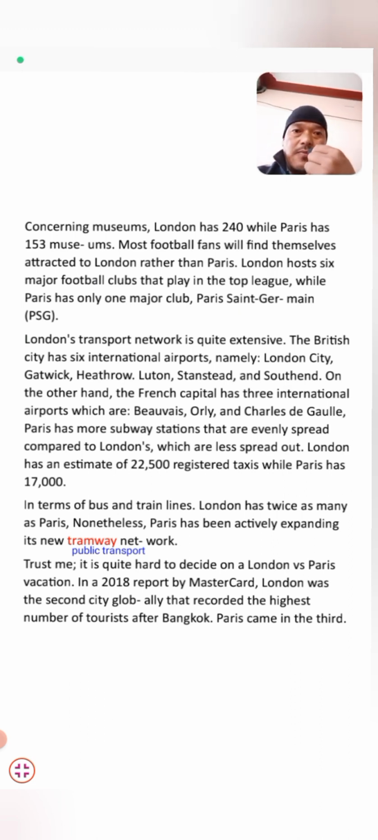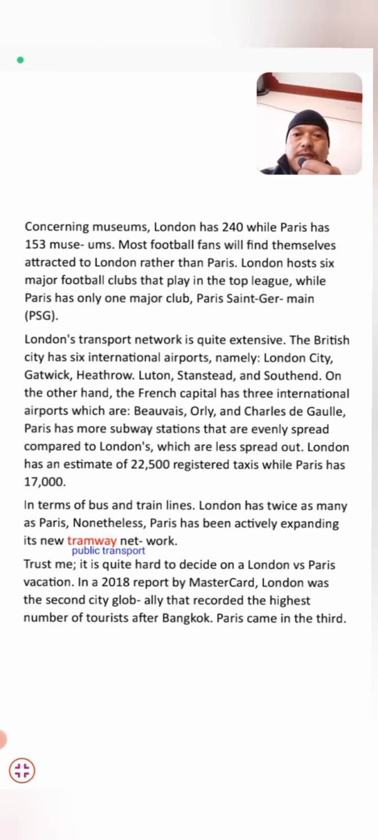In this paragraph, we compared entertainment and sports between these two cities, where London is leading, because London is far ahead of Paris in terms of sports and entertainment.